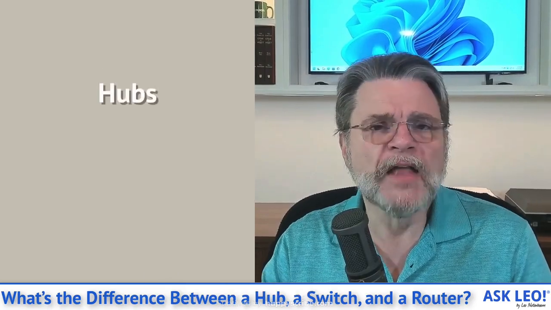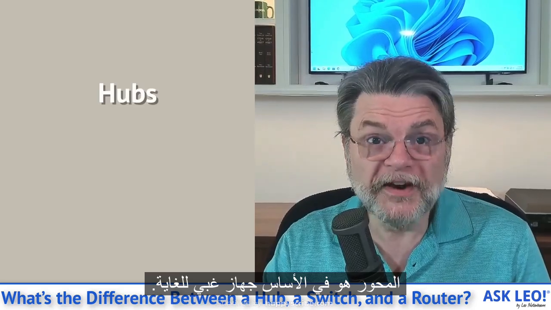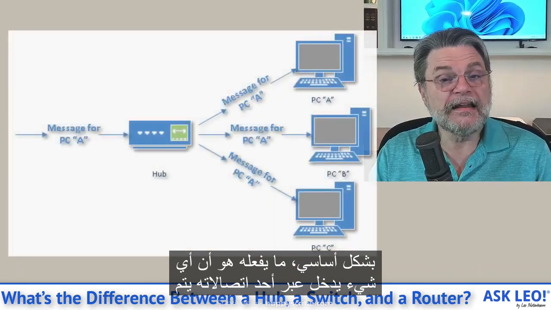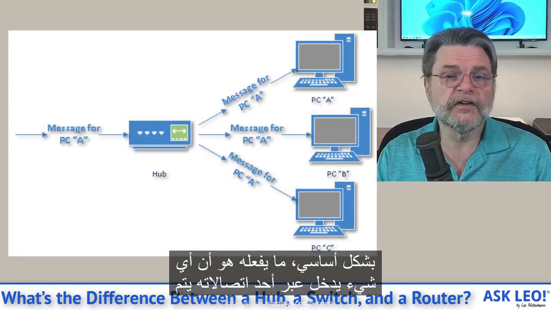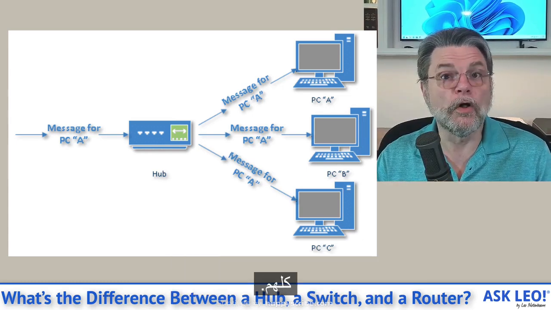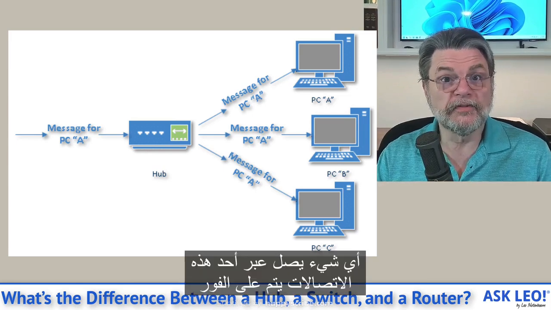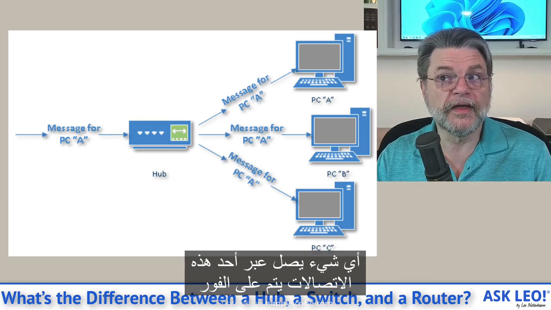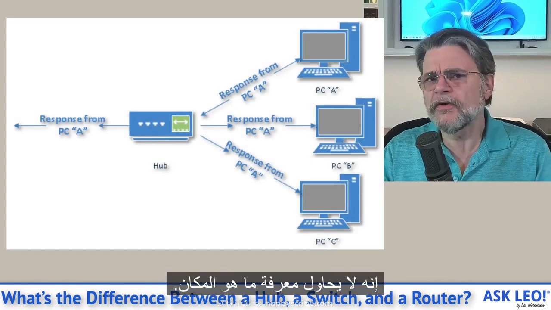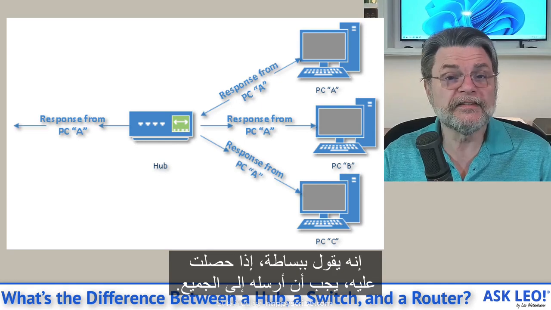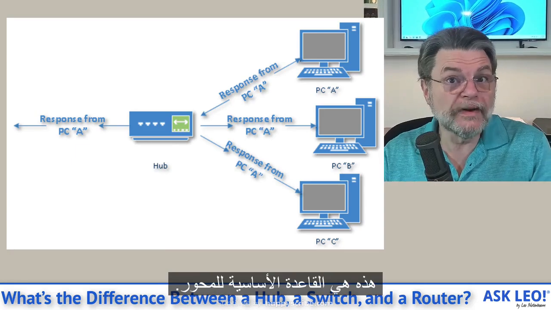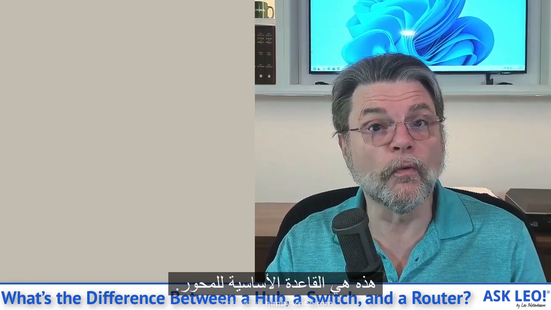I'll start with the hub. A hub is essentially a very, very stupid device. Basically, what it does is anything that comes in on one of its connections is immediately transmitted to all of the other connections. There's no intelligence. It's not trying to figure out what's where. It simply says, if I get it, I gotta send it to everybody. That's it. That really is the rule of thumb for a hub.